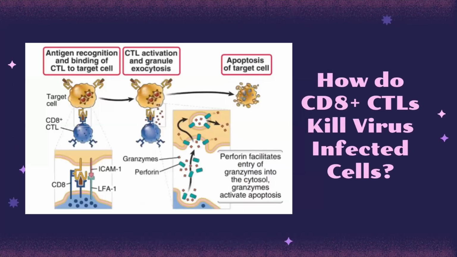So how do CD8 plus cytotoxic leukocytes kill virus-infected cells? Well, CD8 cytotoxic leukocytes recognize infected cells when they present viral peptides through MHC class I molecules. Once recognized, cytotoxic leukocytes release perforin and granzymes. The perforin forms pores in the cell membrane of the target cell, which allows the granzymes to enter the cell and induce apoptosis.